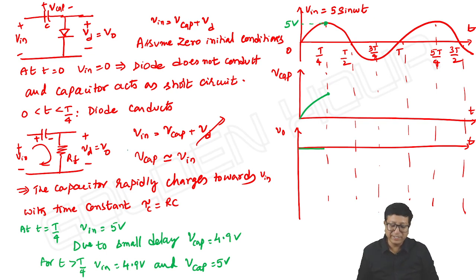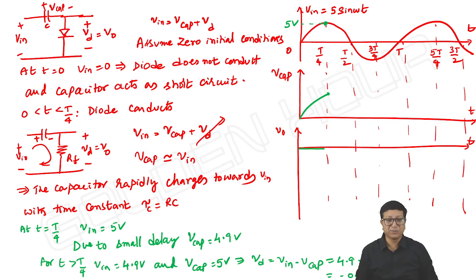Then what about your VD? VD is equal to V in minus V capacitor. Okay, so from this, which implies VD is equal to V input minus V capacitor. What is V input? It is 4.9 and V capacitor is 5. It is equal to minus 0.1 volt.